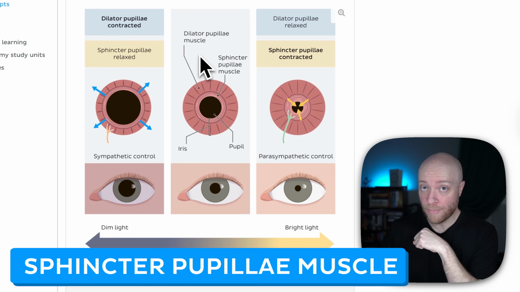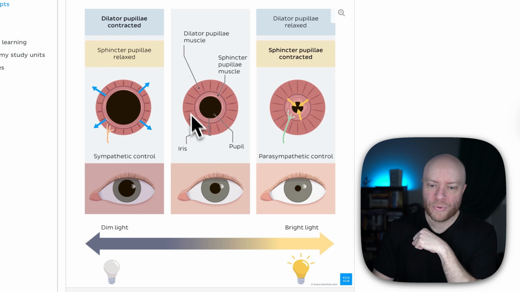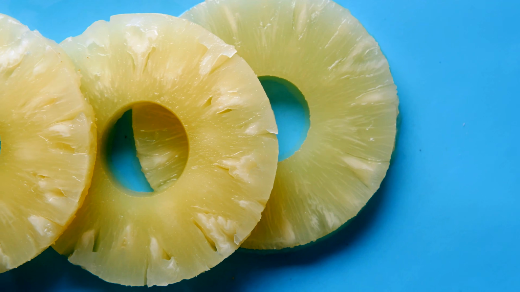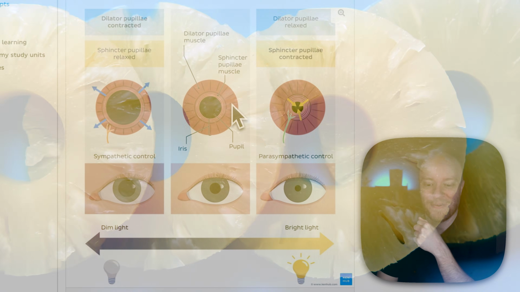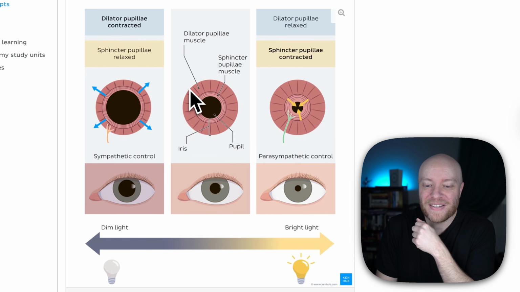So the dilator pupillae muscle is going to be this outer ring. If you look at this, to me, it looks like a pineapple. I'm just going to go ahead and say it. This looks like a pineapple wedge. All of these, you can see the orientation.